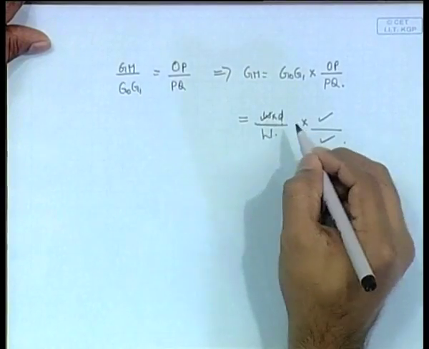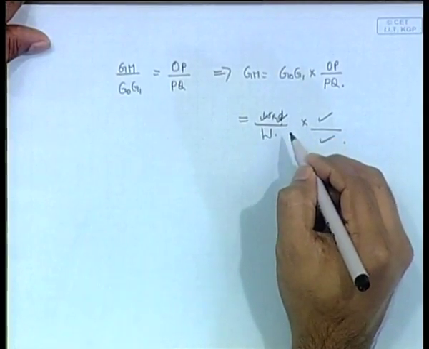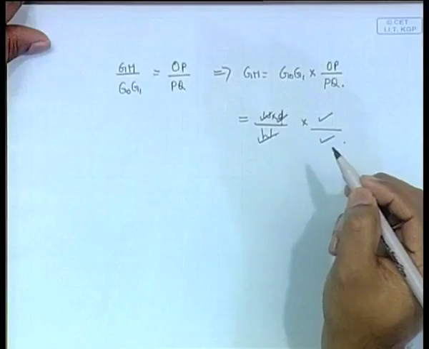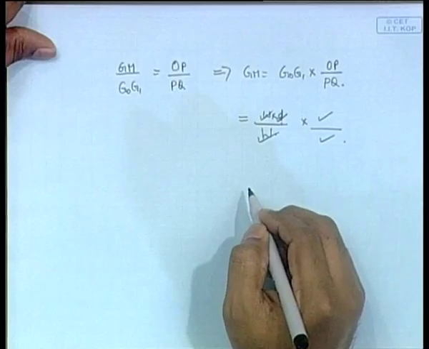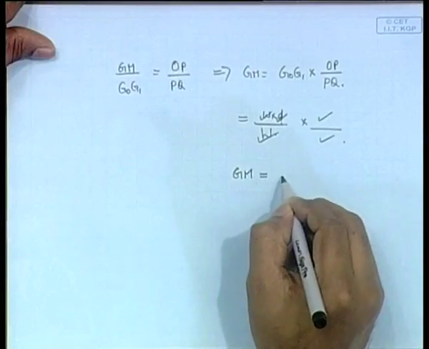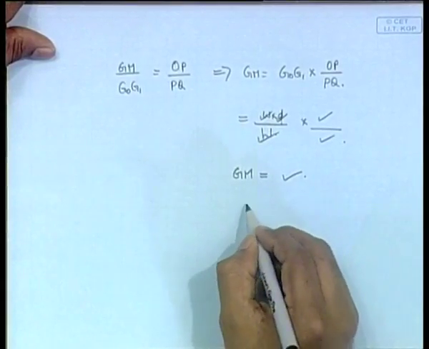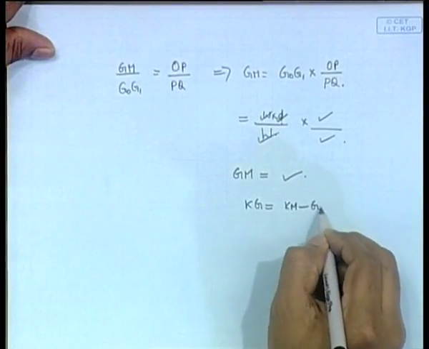You are given W, which is the weight of the inclining mass. This is the distance through which the inclining mass is translated, and this is the displacement of the ship. So once you have these things, you will get GM. So you get GM from this. Now you get KG using KM minus GM.